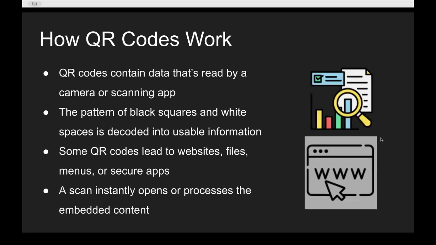How do QR codes work? QR codes contain data that's read by a camera or scanning app. The pattern of black squares and white squares is decoded into usable information. Some QR codes lead to websites, files, menus, or secure apps, and a scan instantly opens or processes the embedded content.